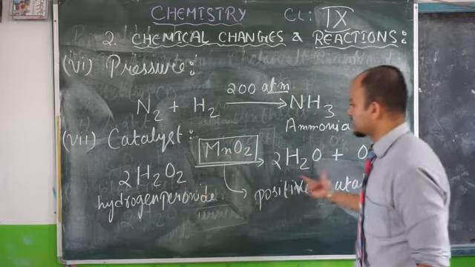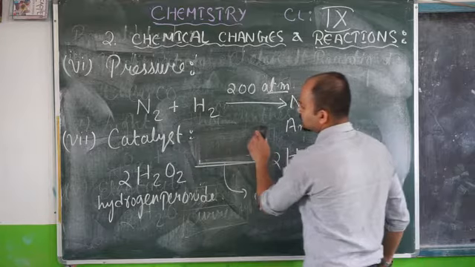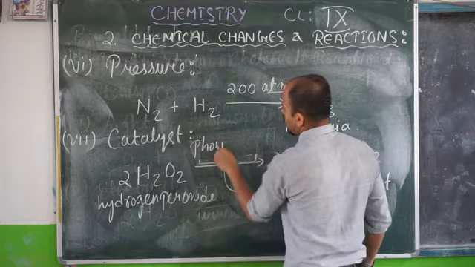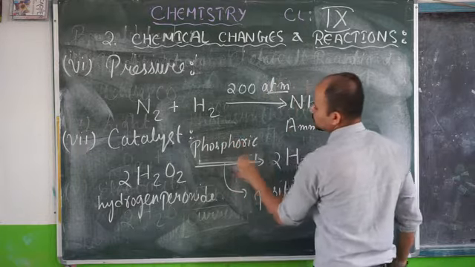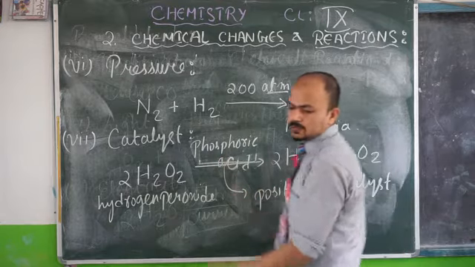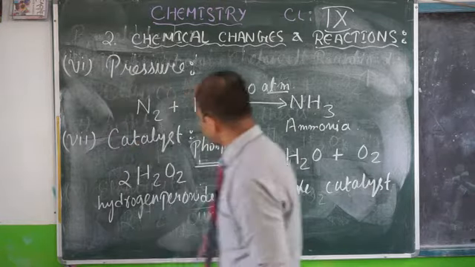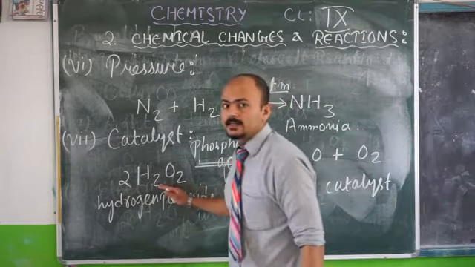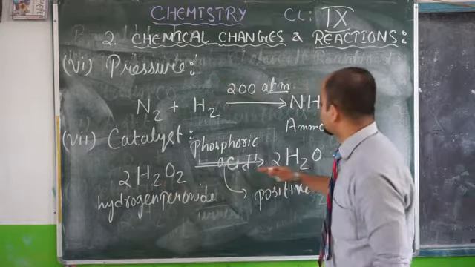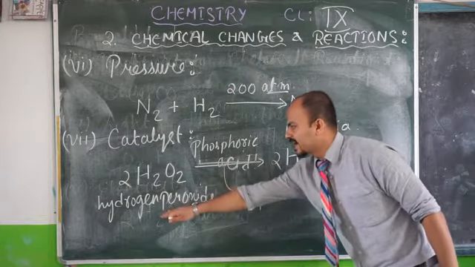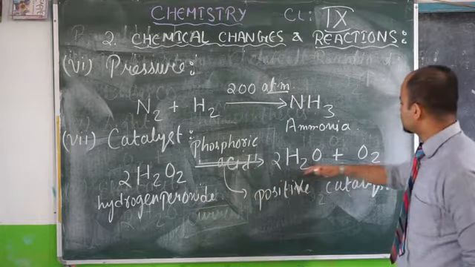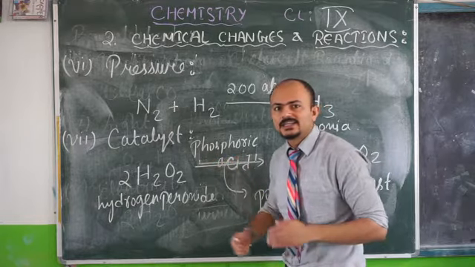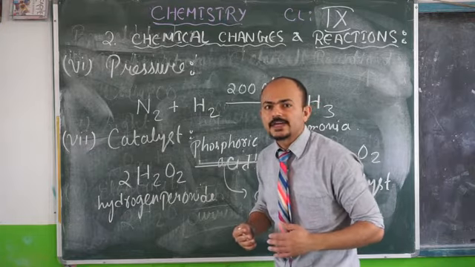Now, instead of MnO2, in the same reaction, if you add phosphoric acid, then this phosphoric acid will decrease the rate of decomposition of H2O2, that is hydrogen peroxide, to water and oxygen. What does it do? This phosphoric acid will decrease the rate of reaction.